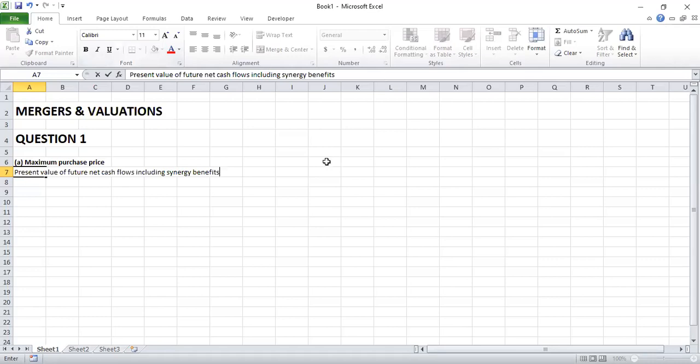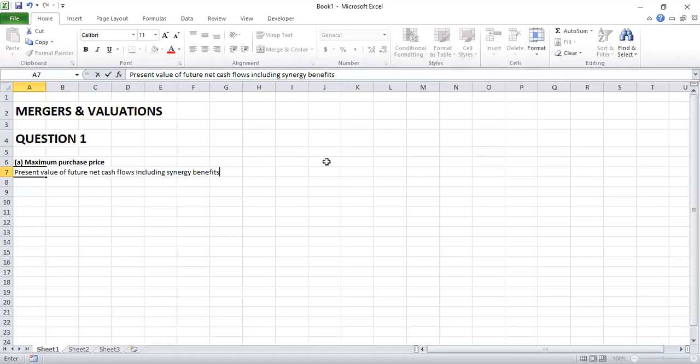Right. There's a difference between a maximum purchase price and a minimum purchase price. So when they say maximum purchase price, you also include the value of any synergy benefits. That is those advantages that are going to arise because of the combination. But if they say minimum purchase price, you look at the value of the business without taking into account any benefits that will come into place when the two companies have merged.